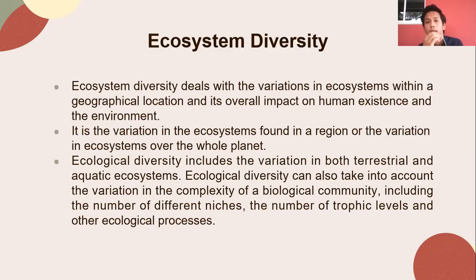For the last component of biodiversity, ecosystem diversity. Ecosystem diversity deals with the variation in ecosystems within a geographical location and its overall impact on human existence and the environment. It is the variation in the ecosystems found in a region or the variation in ecosystems over the whole planet. Ecological diversity or ecosystem diversity includes the variation in both terrestrial and aquatic ecosystems.